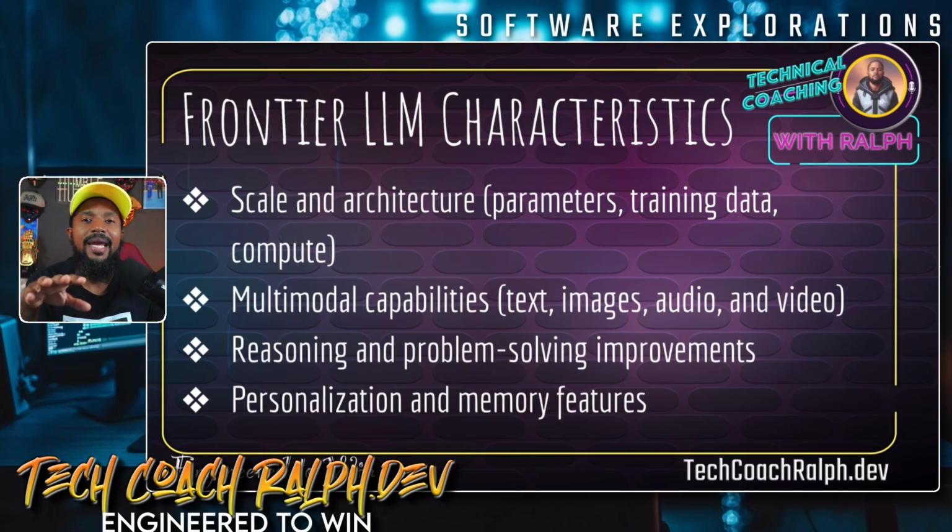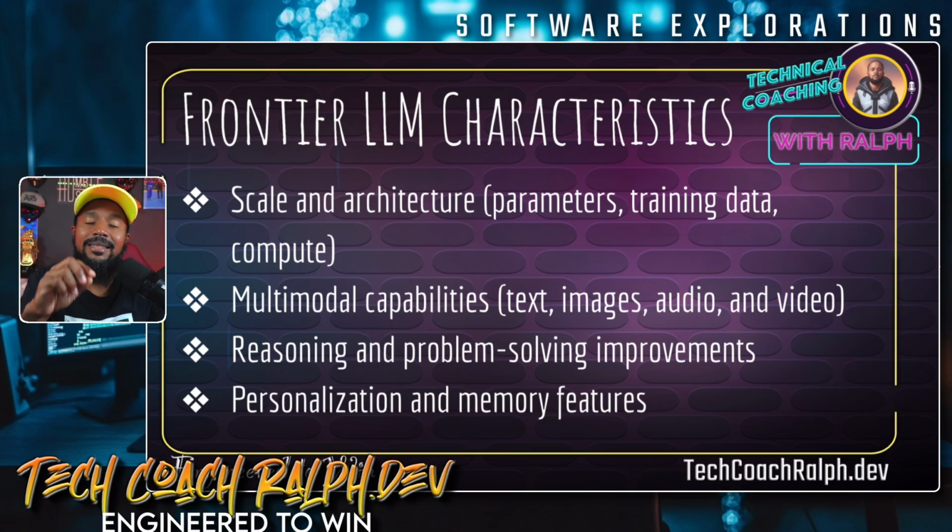So what are some characteristics of frontier large language models? Scale and architecture: parameters, training data, compute. I'll explain this to you real quick. When I try to run a large language model locally on my computer, especially during a live stream, my computer, which is very, very powerful, cannot handle it. It pretty much crashed my stream, right?